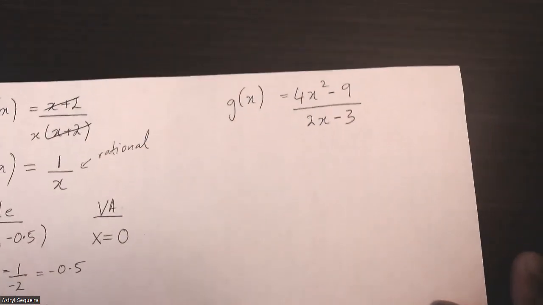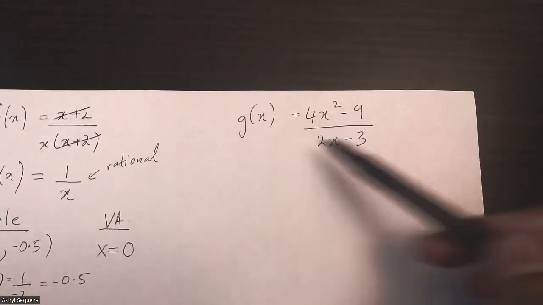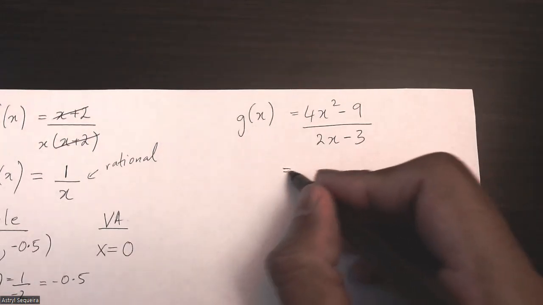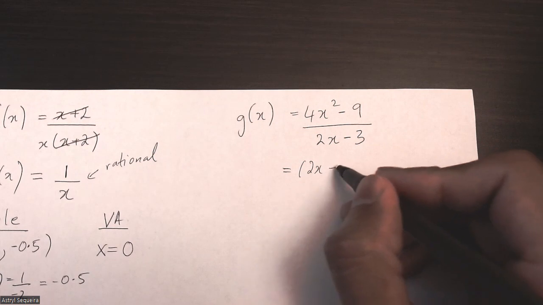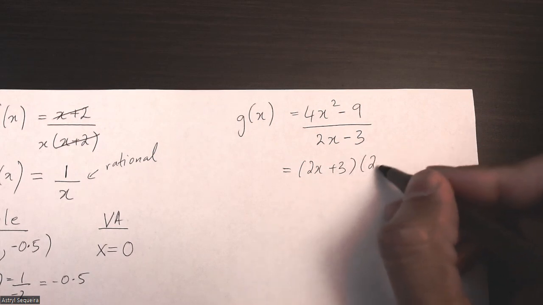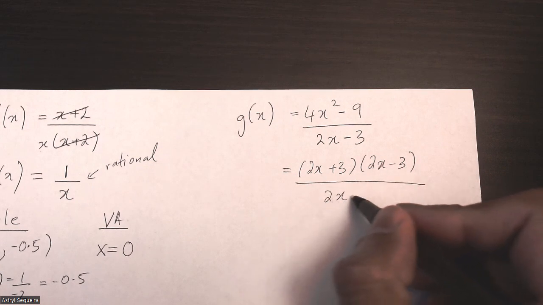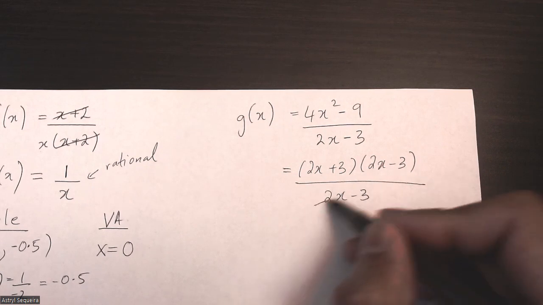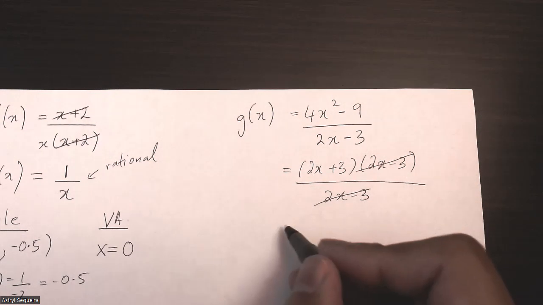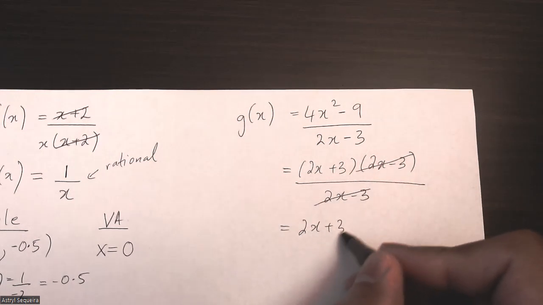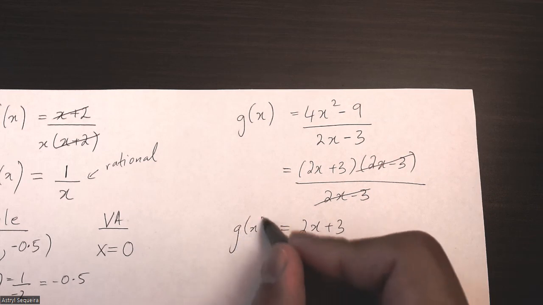Let's do this second example over here. This one, we have to factor the top with difference of squares because it's not factored. That's 2x plus 3 times 2x minus 3 over 2x minus 3. And now I can cancel these off. And in this case, I'm just left with 2x plus 3 on the top.